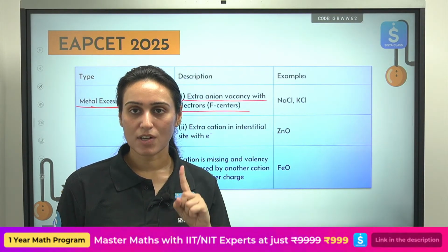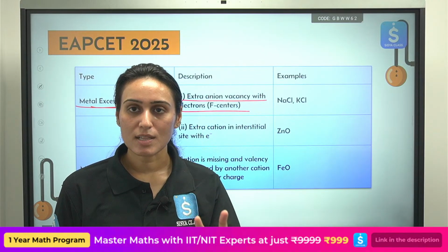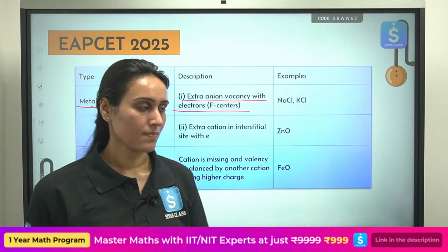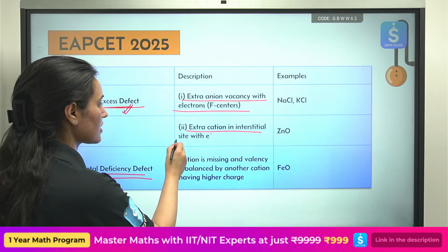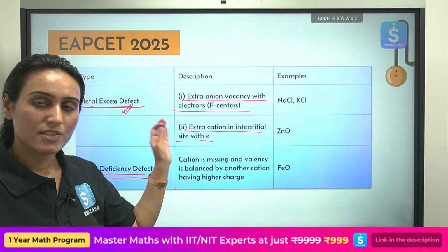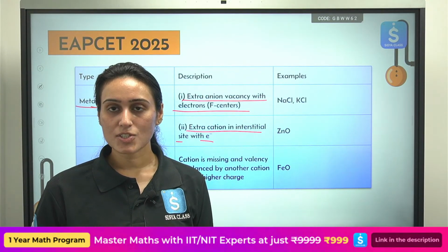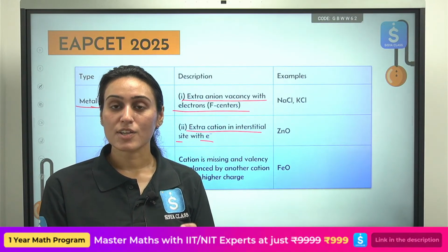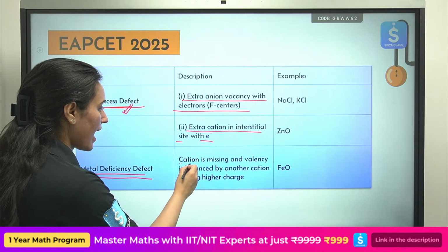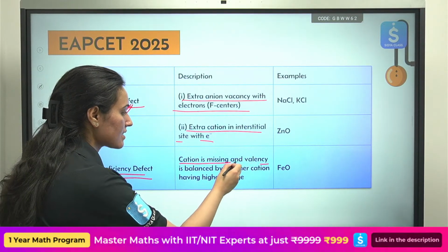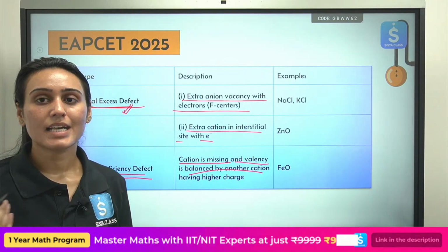F centers, electrons trapped in interstitial sites, will be responsible for color. Okay. Next, extra cations in interstitial sites with electrons. So electrons are present in the interstitial site. In addition to that, your cations are also present. Okay. And in this case, cation is missing and the valency is balanced by some other cation.